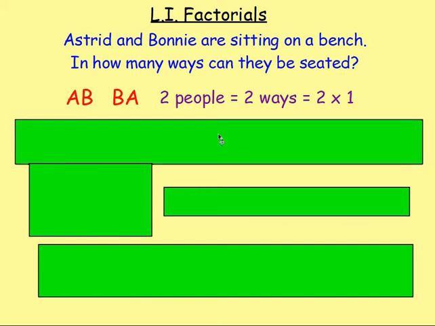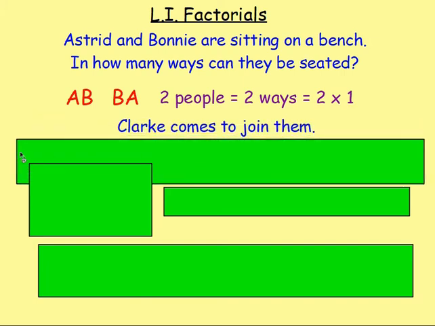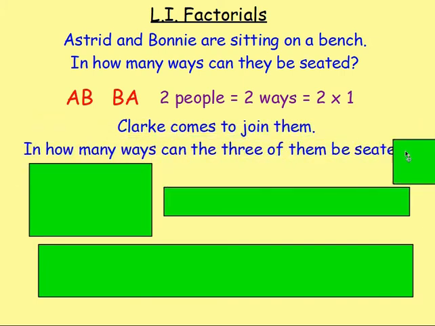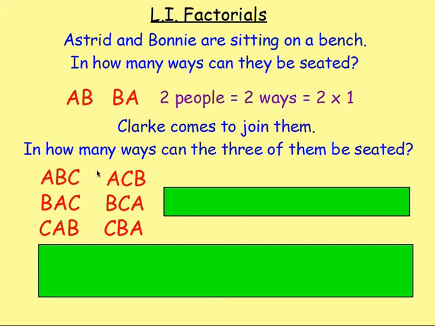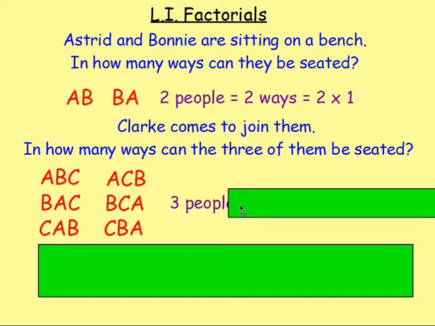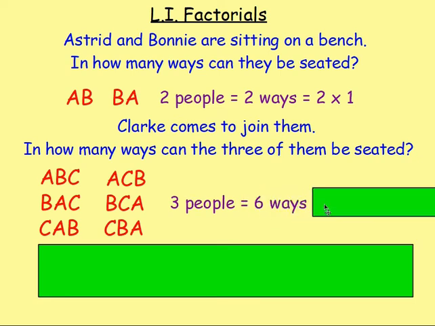Let's say we've got another person. Let's say Clark comes to join them. Hello, Clark. How many different ways can the three of them now be seated? Well, we could have Astrid, Bonnie and Clark, or Astrid, Clark and Bonnie, Bonnie, Astrid and Clark, Bonnie, Clark and Astrid, Clark, Astrid and Bonnie, or Clark, Bonnie and Astrid. This time there are 3 people, and there are 6 ways that they can be seated. Note that the number of ways, 6, is equal to 3 times 2 times 1.